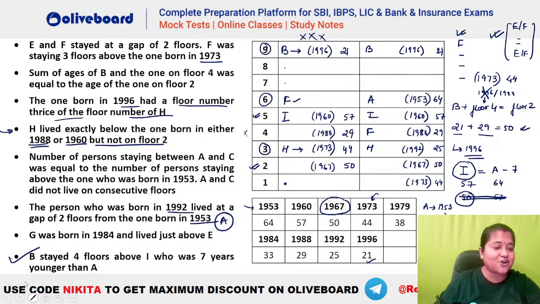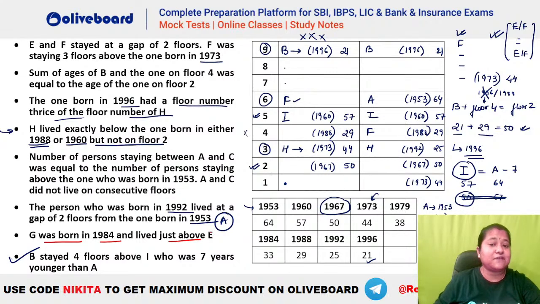Naveen has completely solved the arrangement. Absolutely great. So you can see this kind of arrangement we are getting. Okay. Now let's try to place E also. Let's see. Also it was given that G has to be born in 1984 and live just above E, right?